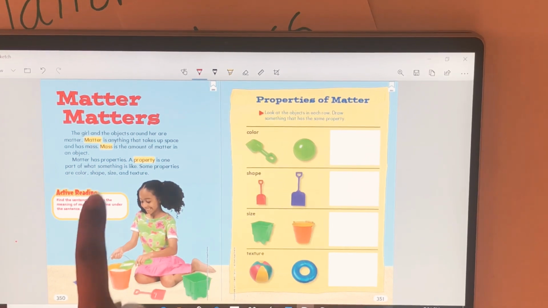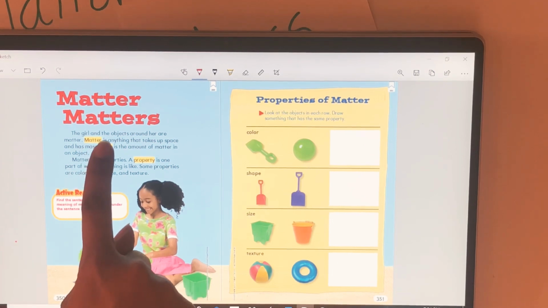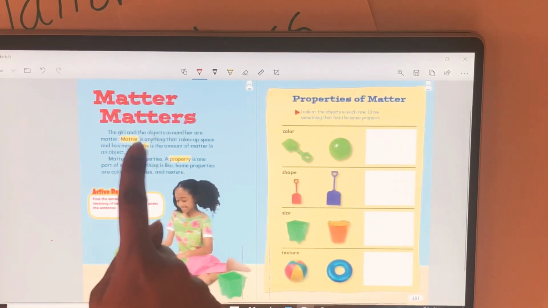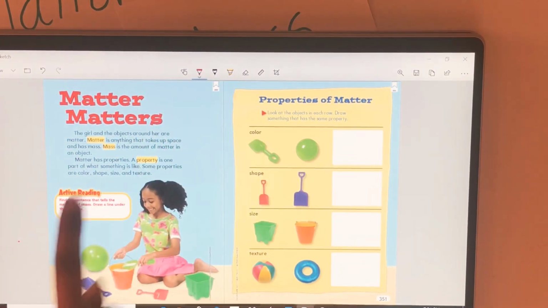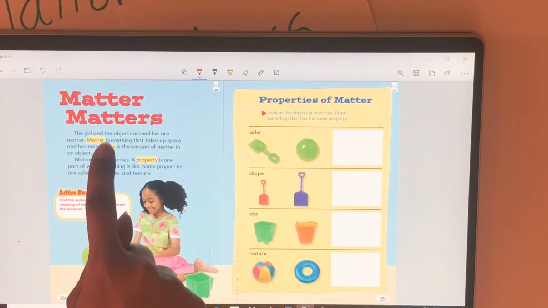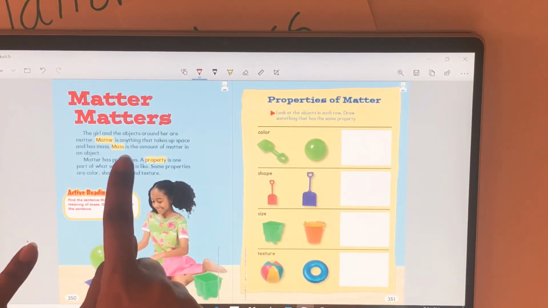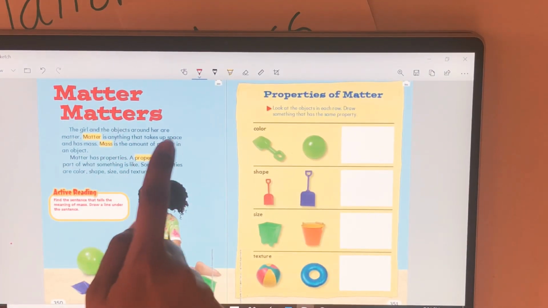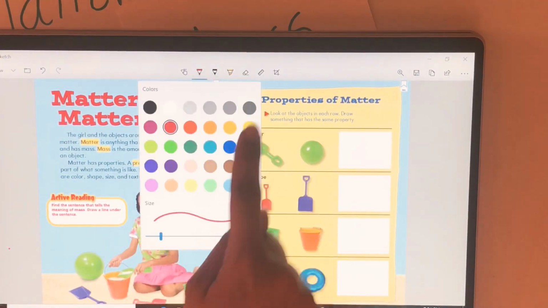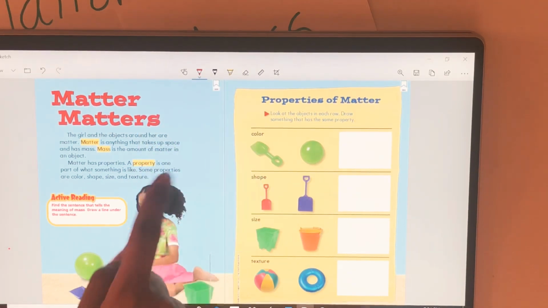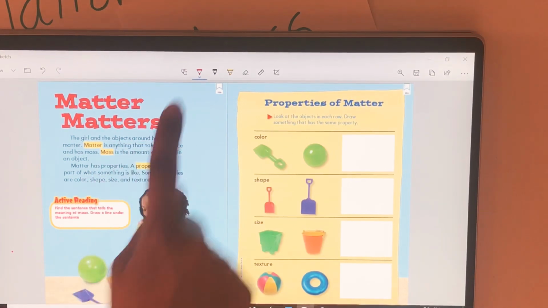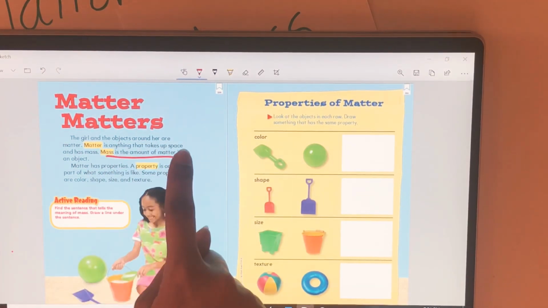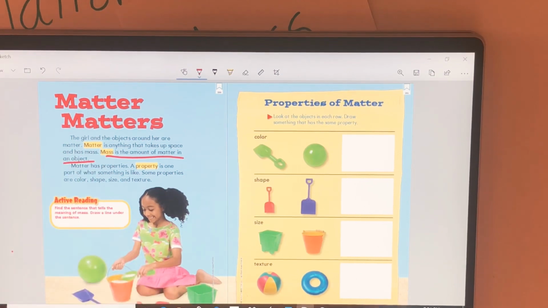Excellent! I found it. This is mass. Mass is the amount of something. I'm gonna highlight it with red. Okay. Sorry. So mass is the amount of matter in an object. Excellent, boys and girls. Excellent.